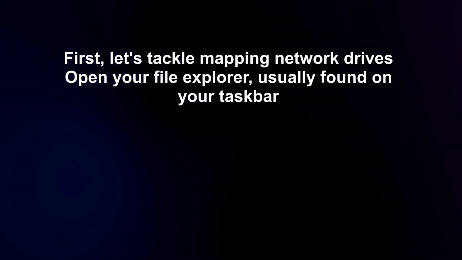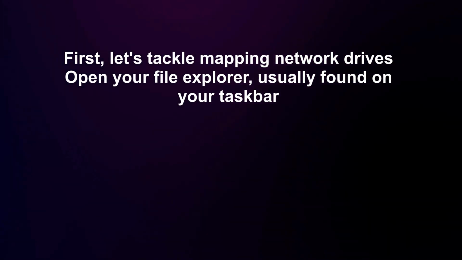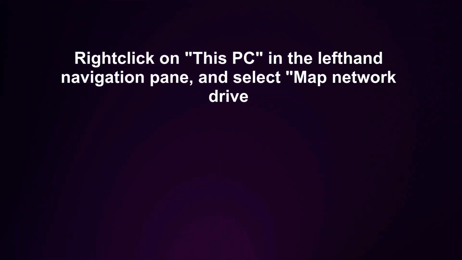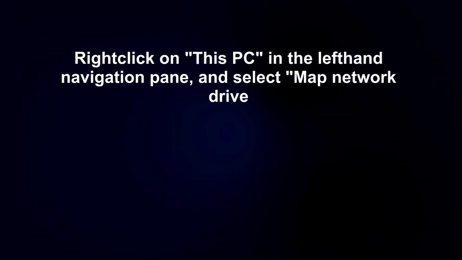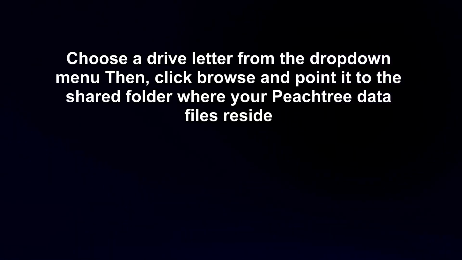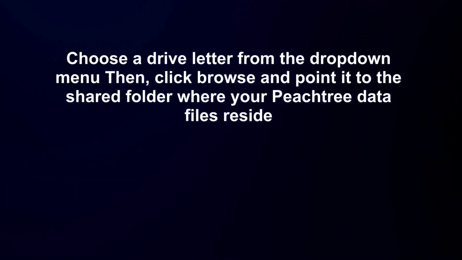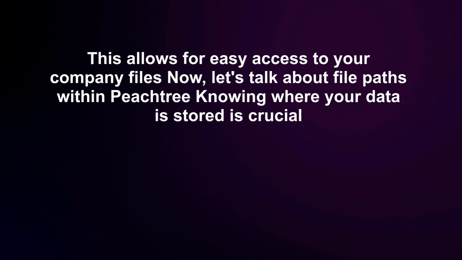First, let's tackle mapping network drives. Open your File Explorer, usually found on your taskbar. Right-click on This PC in the left-hand navigation pane and select Map Network Drive. Choose a drive letter from the drop-down menu, then click Browse and point it to the shared folder where your Peachtree data files reside. This allows for easy access to your company files.